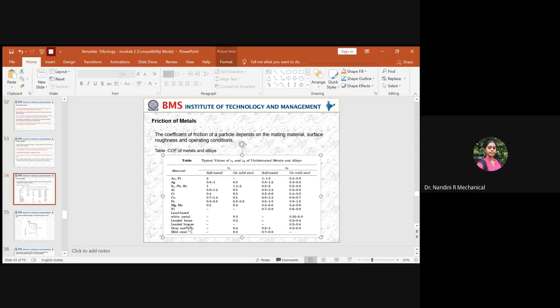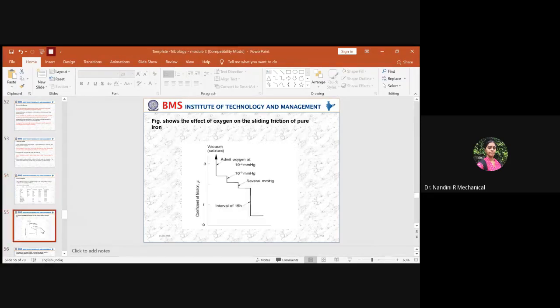Here the people have tested silver, platinum, antimony, lead, chromium, copper, iron, magnesium, and some other metal alloys also, like lead-based white metal and lead brass. They have tested and shown the coefficient of friction, how the values will be when it is self-mated and when it is resting on a mild steel component. So this is for your reference.